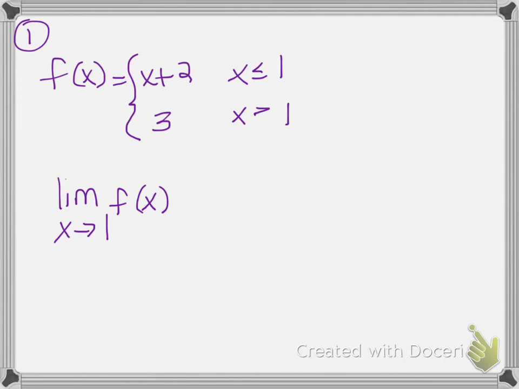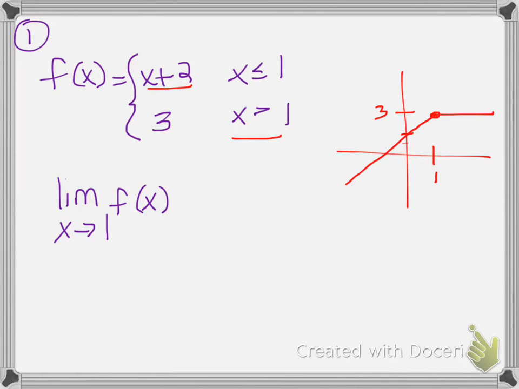What I was saying about the graph, you don't really have to know what the graph looks like here in order to figure out the limit, but if you understand what's going on with the graph, that helps you with the limit. So this is a line, x plus 2, here's 1. So x plus 2 is a line going through 2, and at 1 that would be 3, because if you plug in a 1, you get 3. The other one is a horizontal line at 3, for x greater than 1, so it would look something like that.